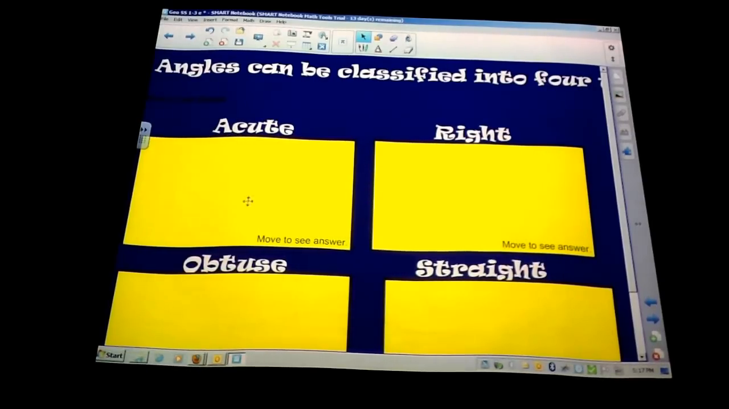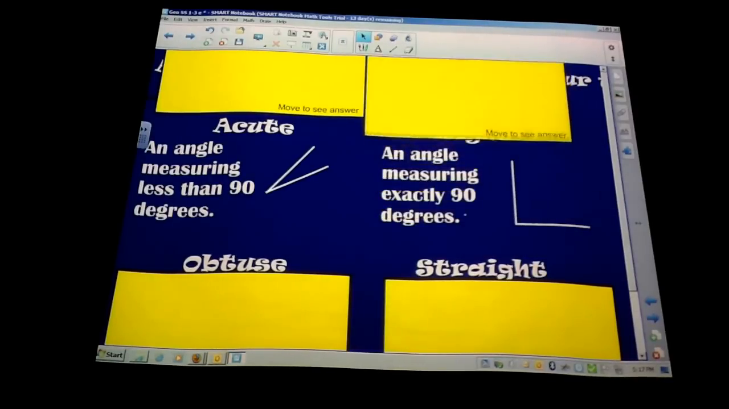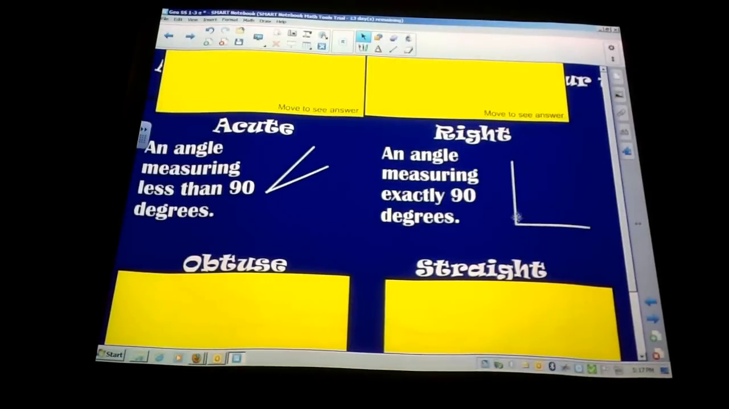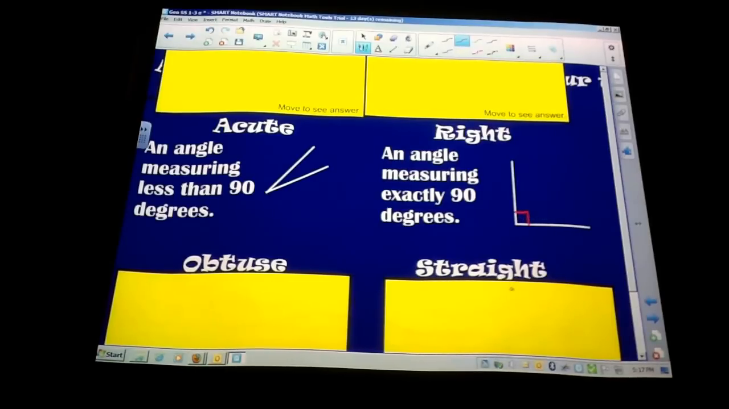You probably know an acute angle as an angle measuring less than 90 degrees. So between 0 and 90 would be acute. You probably know a right angle as a corner, like a corner of a building or the corner of a book, which would be a 90-degree angle. A lot of times, by the way, if you see a little square in the corner of that angle, that indicates that it's a right angle. So any angle that measures 90 degrees is a right angle.